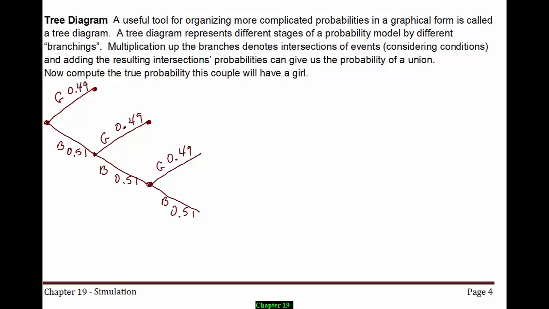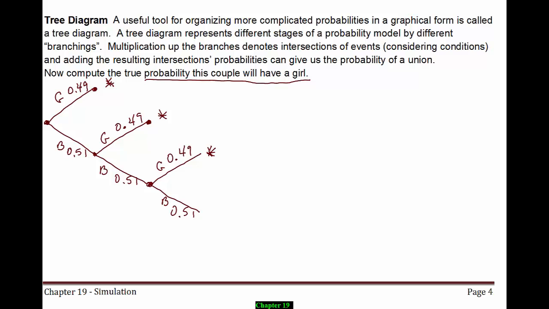Now, what is our question of interest? We want the probability this couple will have a girl. That's what we're trying to estimate. So we need to just pay attention to all the branchings, all the paths that lead to having a girl. We can have a girl one of three ways. Either having a girl right out the gate, or having a boy on the first try and a girl on the second try, or having a boy on the first try, a boy on the second try, and a girl on the third try. So these three paths that are denoted by the asterisks are the cases where you can have a girl.